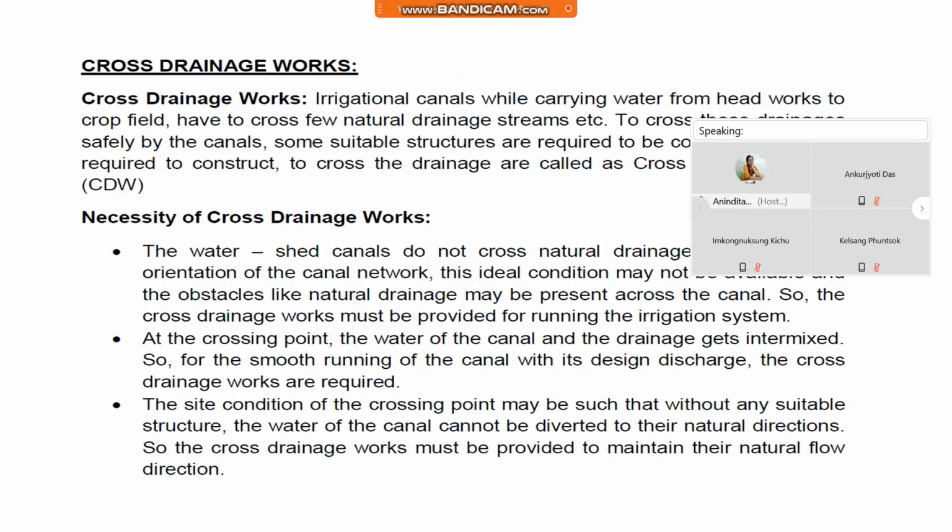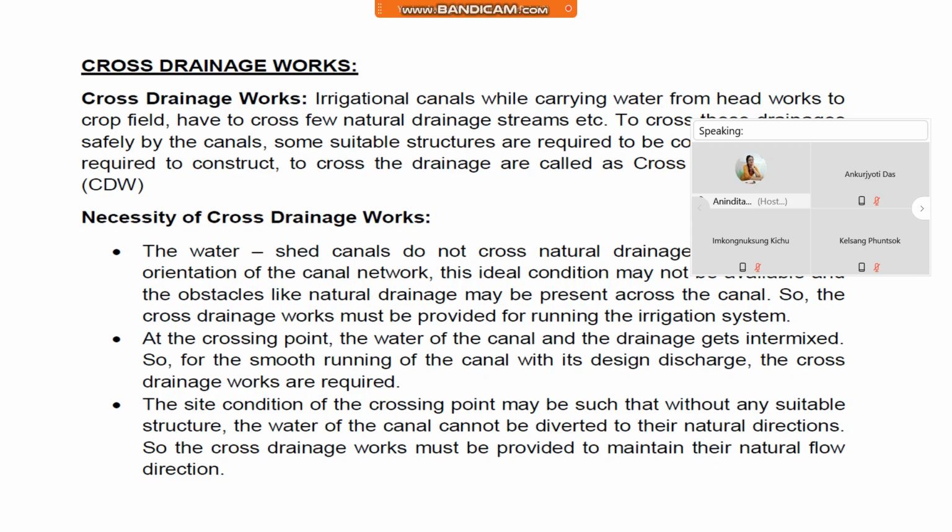So what is the necessity of cross drainage works? The ideal watershed canals do not cross natural drainages, but in the actual orientation of the canal network, this ideal condition may not be available and obstacles like natural drainage may be present across the canal. So the cross drainage works must be provided for running the irrigation system.